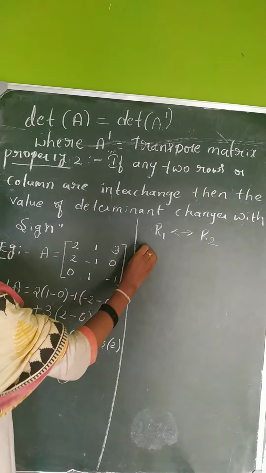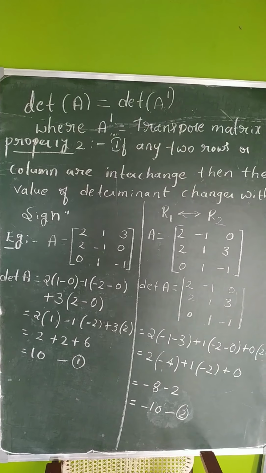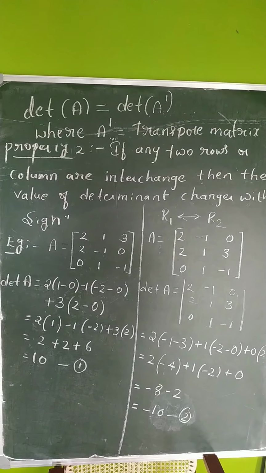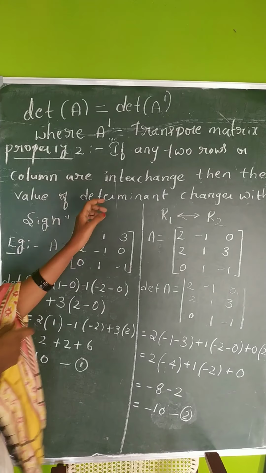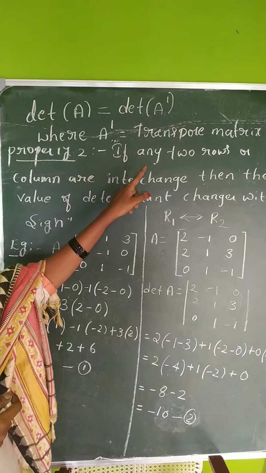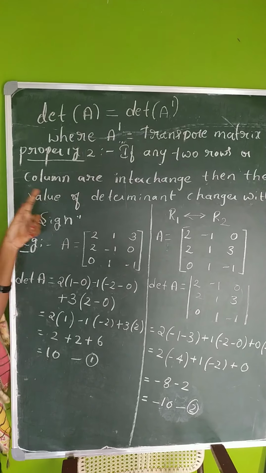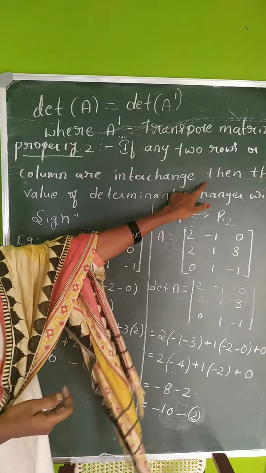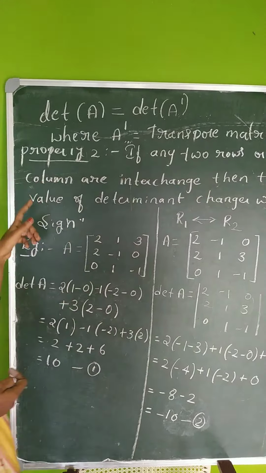You just compare equation 1 and 2. If you check the answer, here is a plus 10 and here is a minus 10. The value is the same. Only thing is the sign changes. So this is the second property. What exactly this property says is, if any two rows or columns are interchanged, then the value of the determinant changes with the sign. So the value will be the same, but the sign will change. This is the second property.